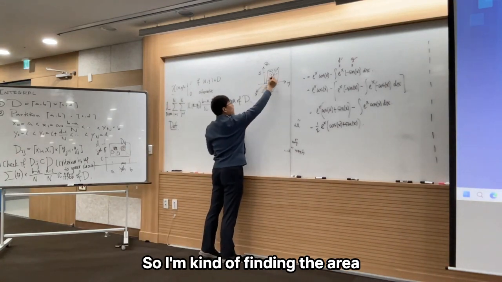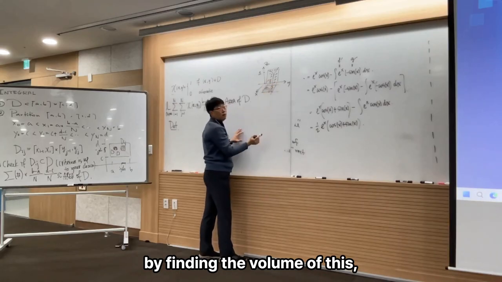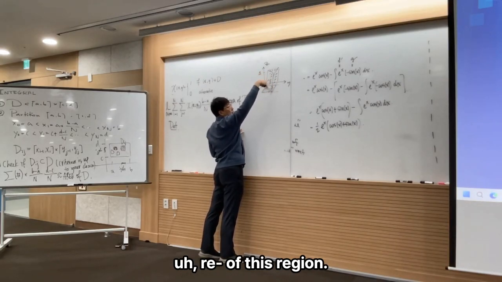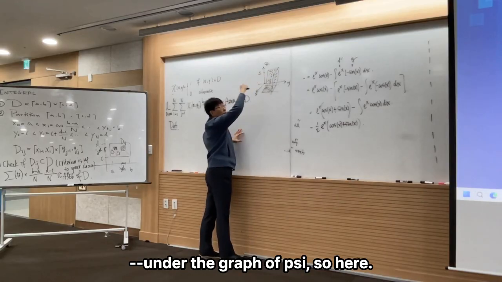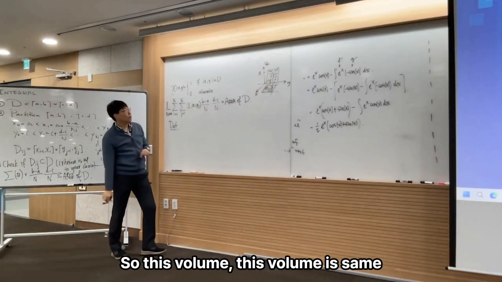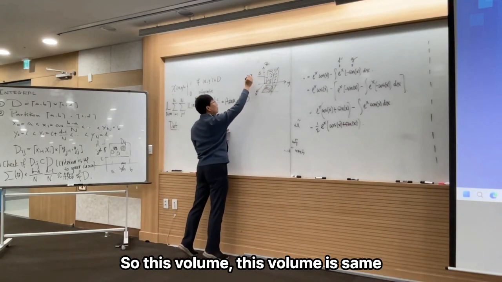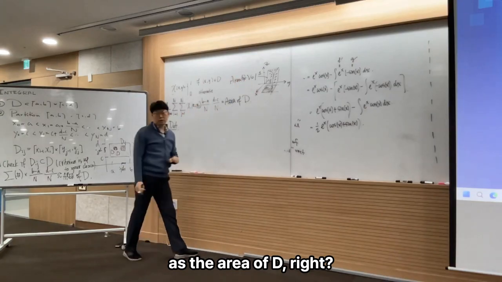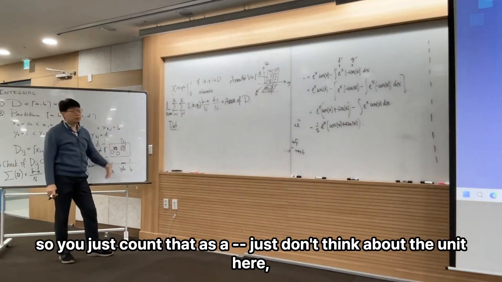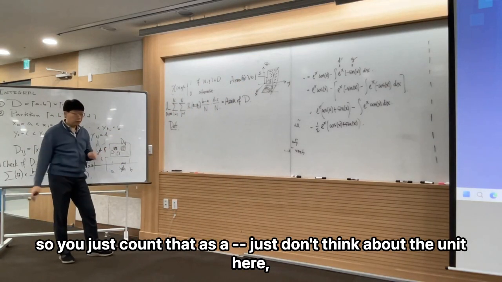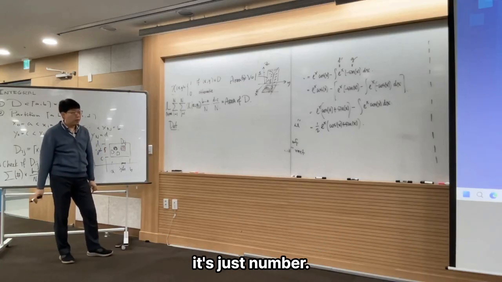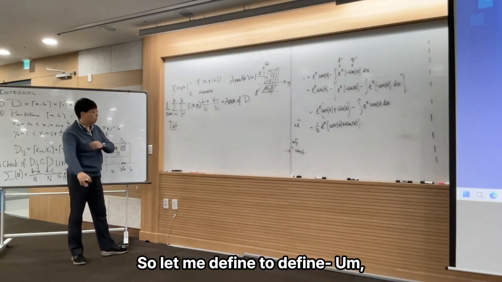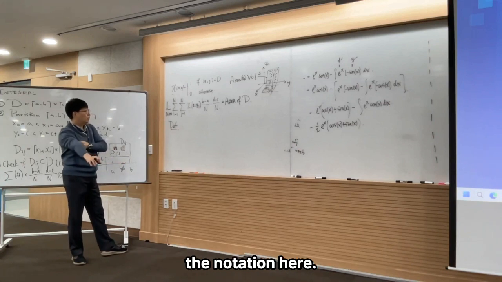So I'm kind of finding the area by finding the volume of the region under the graph of χ. So this volume is the same as the area of D, right? Because the height is 1, so don't think about the unit here, just the number. As a number, the volume is the same as the area. So let me define the notation here.